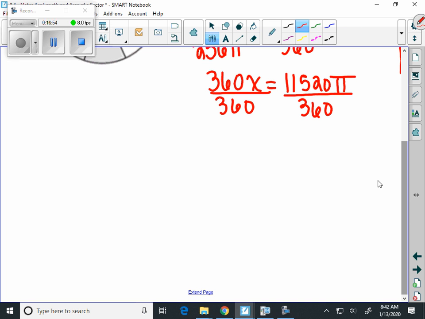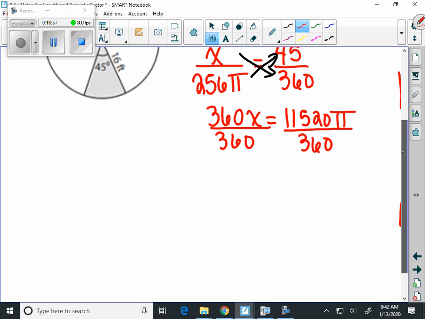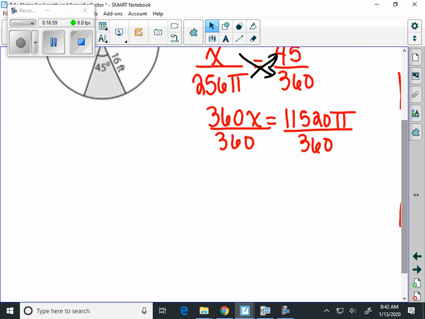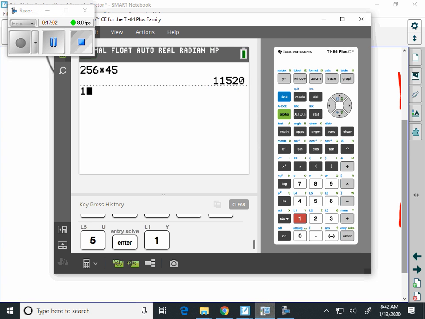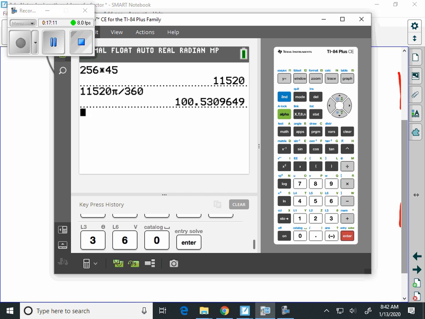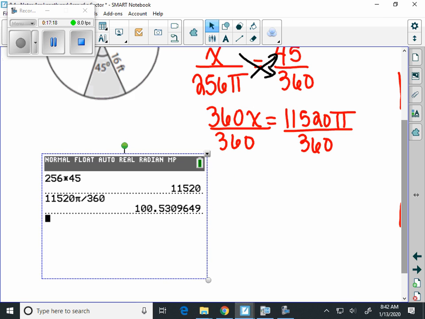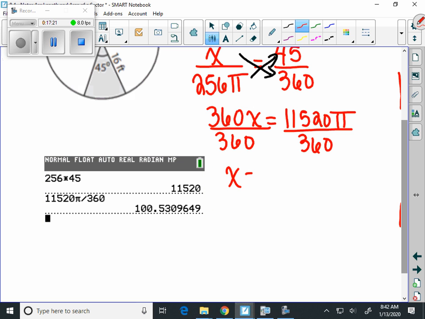And then it's a matter of typing it in, whether it's decimals, whether it's the calculator. 11,520 pi divided by 360 gives us this value right there. So what we end up with is x equals 100.53. And again, area is measured in square units.